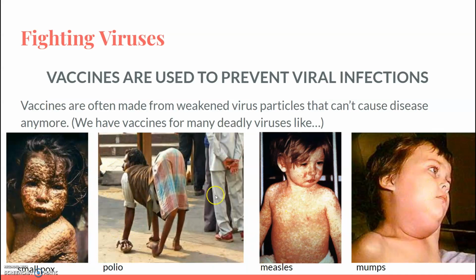So polio is the big one. Smallpox has been eradicated from the planet, meaning no one gets smallpox anymore because of the vaccines and the spread of the vaccines. Polio is the next one we're after. So this is an extreme case of polio where this man is so deformed that he cannot stand upright. All of these are deadly, but we have vaccines for all of these things. We have vaccines for the smallpox, polio, measles, and mumps.